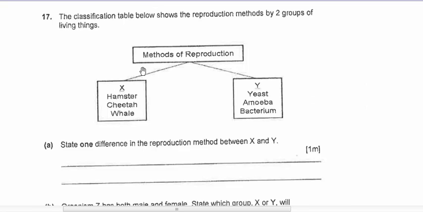The classification table shows the reproduction method of two groups of living things. I have hamster, cheetah, and whale, and I have yeast, amoeba, and bacterium. You're supposed to state one difference in the reproduction method between Y and X. Definitely for X, they reproduce through sexual reproduction. Hamster, cheetah, whale, they basically need a male and a female. But for yeast, amoeba, and bacterium, they don't need that. They can reproduce on their own by dividing itself into two.